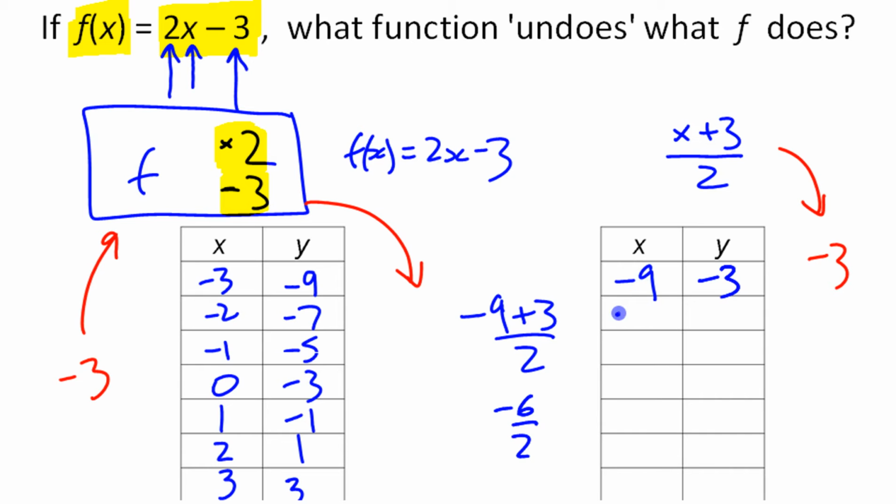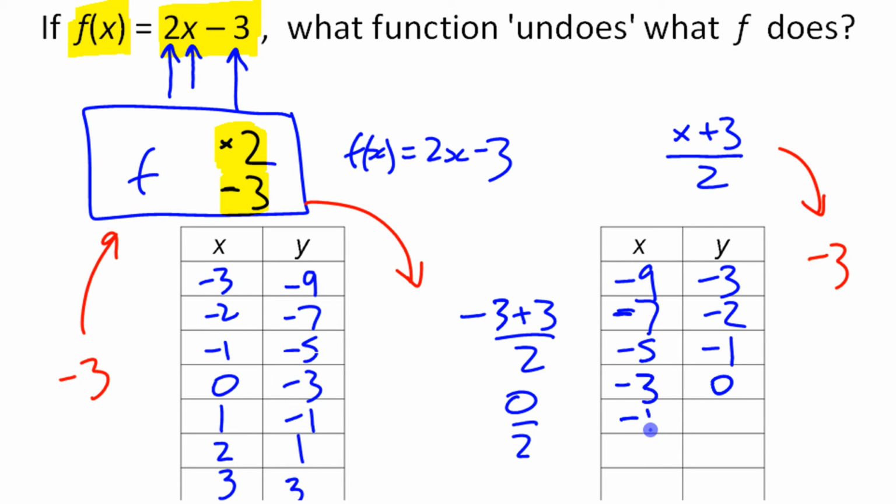If you follow it along here, same thing. If you start with negative 7, plus 3 gives you negative 4, divided by 2 gives you your negative 2. And I think you'll find if you do the same thing with all these other ones, negative 5 plus 3 gives you negative 2 divided by 2, negative 1. And so on here. Negative 3 plus 3 is 0.